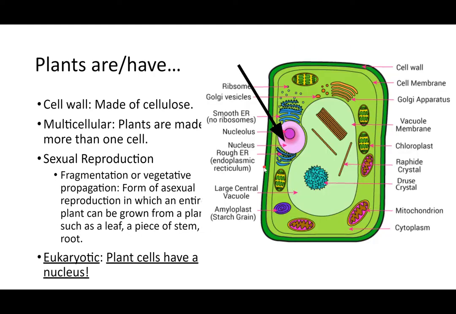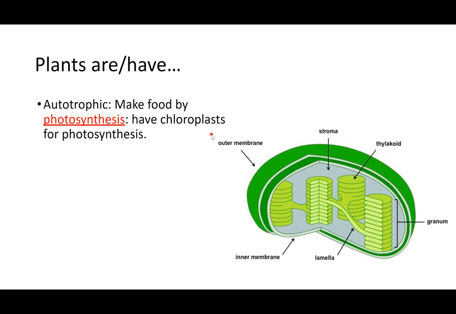Plants also are eukaryotic, meaning that they have a nucleus, right? Any type of cell that has a nucleus is eukaryotic. Remember, the nucleus is where we store DNA. Plants are autotrophic, meaning they make food through the process of photosynthesis. And in order to do photosynthesis, plants need chloroplast. So that's this green bean-shaped organelle right here.